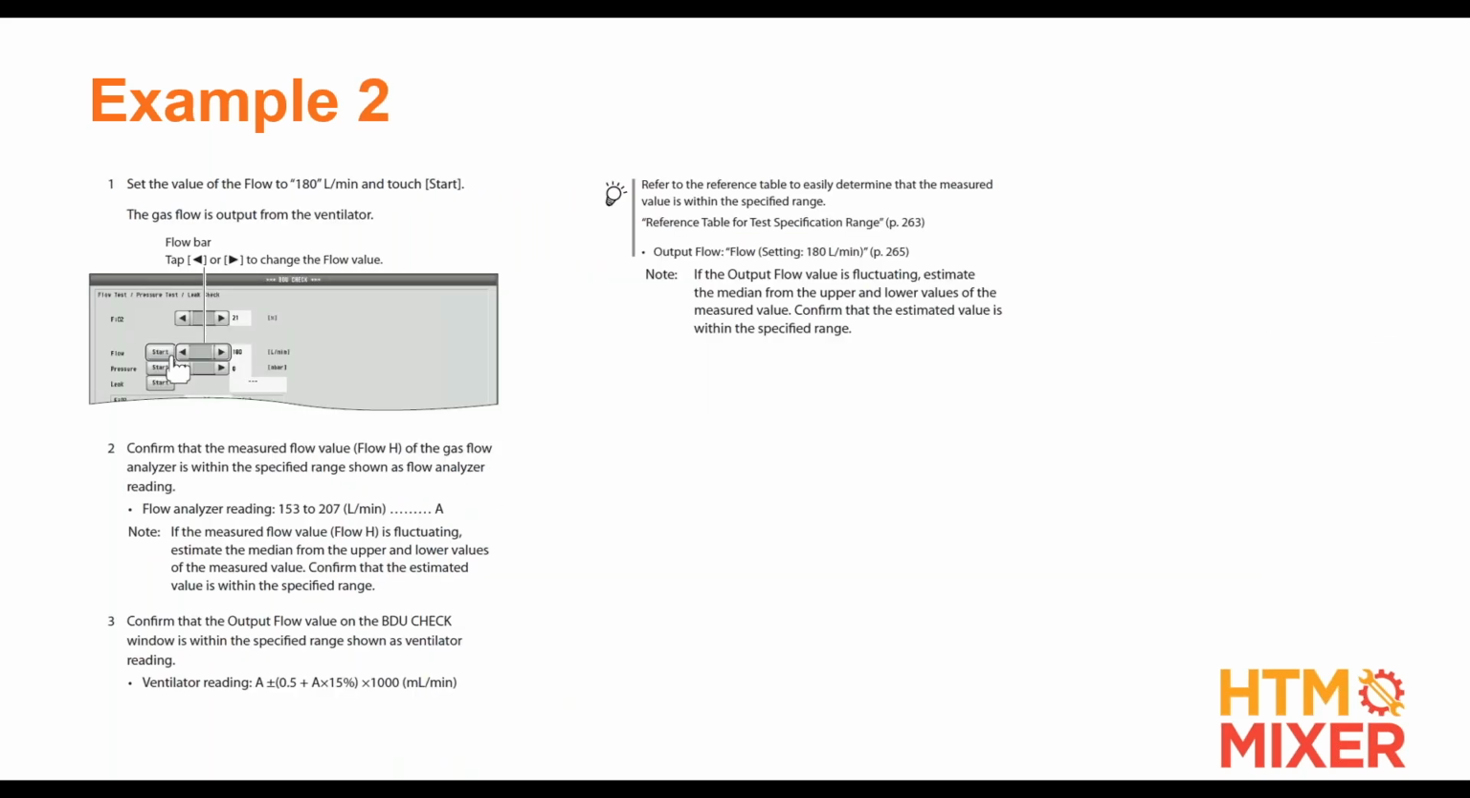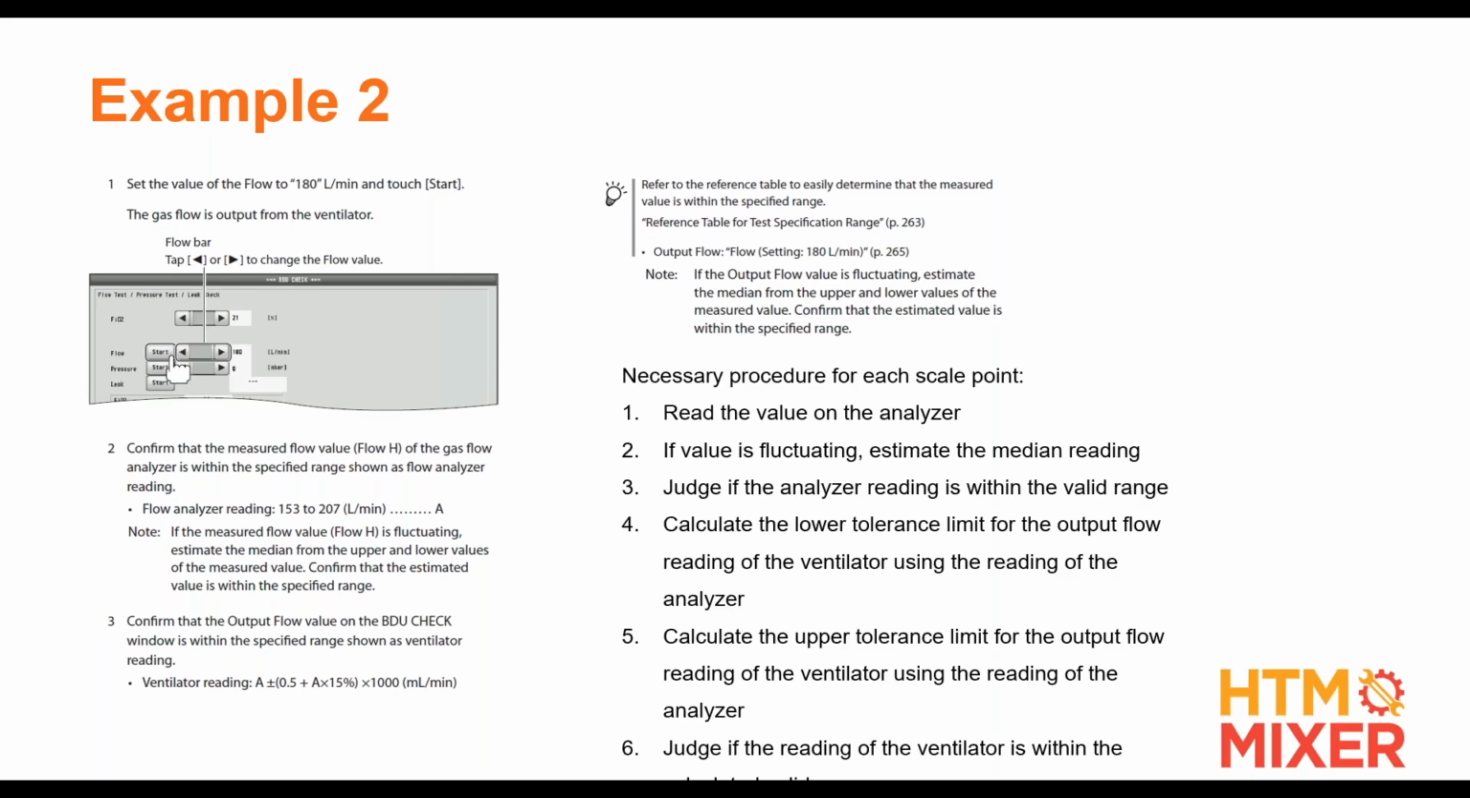Here's another example. It's kind of hard to see, sorry, it's a little small, but my reading is A, which is the value that I have set, plus or minus 0.5 times A, plus 15% times 1,000 milliliters. Again, I lined it all out, and this time it was about six different steps for each data point that I want to collect.